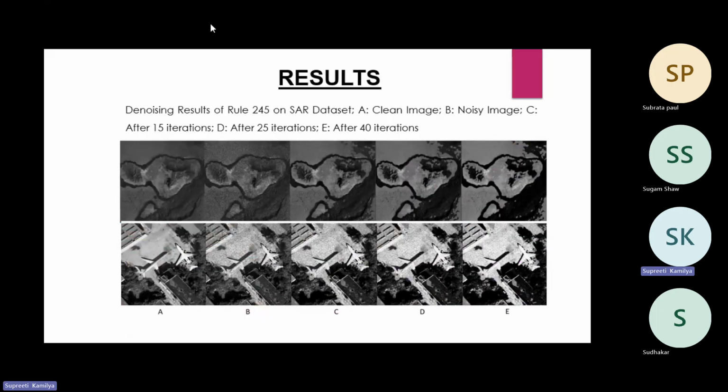These are the results of various iterations performed of Rule 245. First is the clean image, second is the noisy image. Third is after 15 iterations, what kind of image we are getting. This is after 25 iterations, and this one is after 40 iterations.